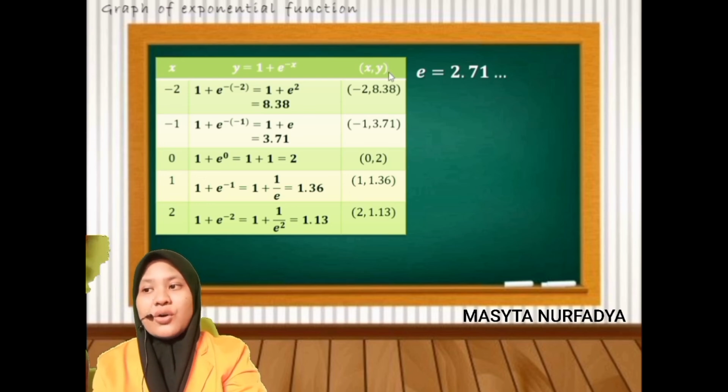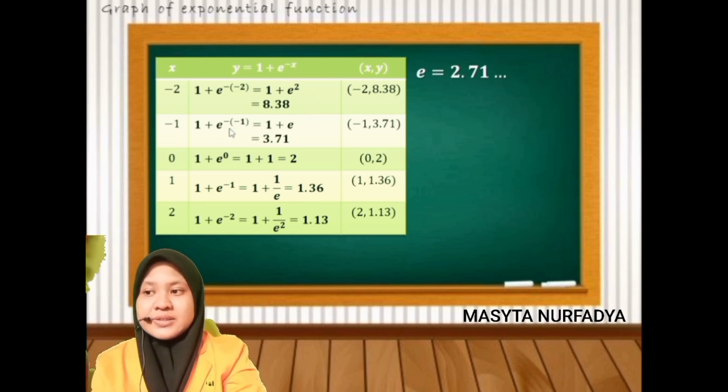The first row of the table is minus 2. If we input the value of minus 2 into the equation, in other words, if we substitute minus 2 for x into our equation, then we get 1 plus Euler to the power of 2 equals 8.38. So, which means y equals 8.38.